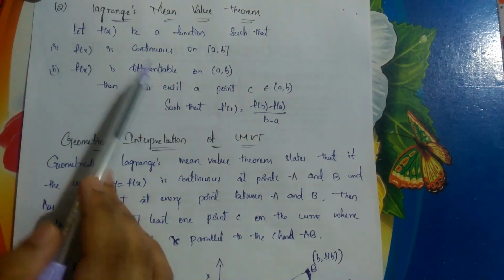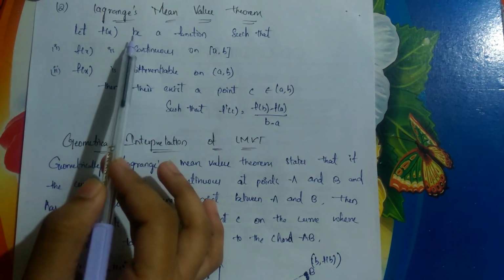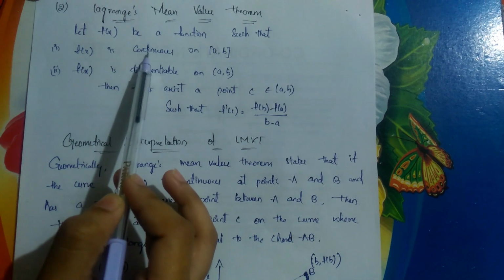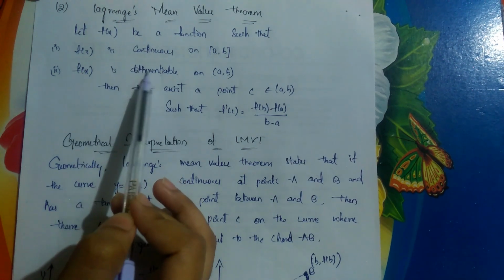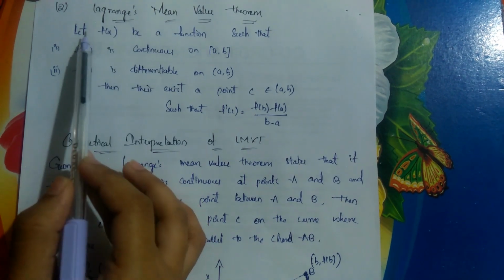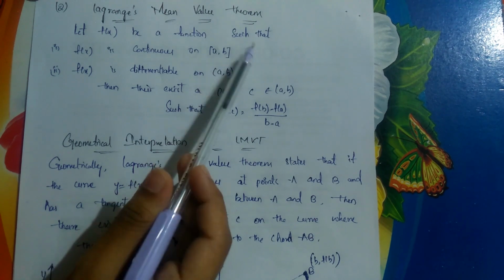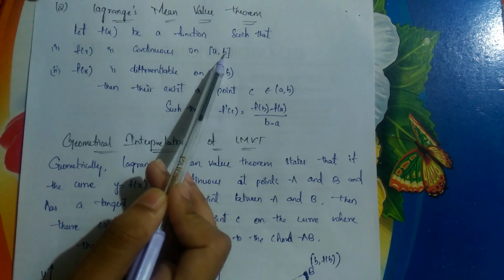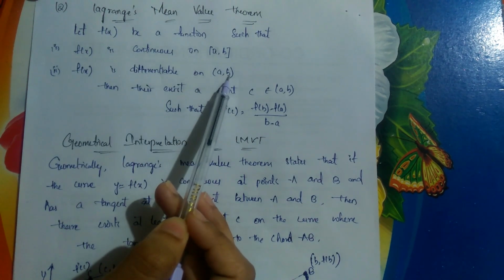Here we go with another new topic, that is Lagrange's mean value theorem. In this theorem, you have two conditions. First, the function should be continuous, and the second condition is it should be differentiable. Let f of x be a function in the interval a comma b such that f of x is continuous on closed interval a comma b and f of x is differentiable on open interval a comma b.